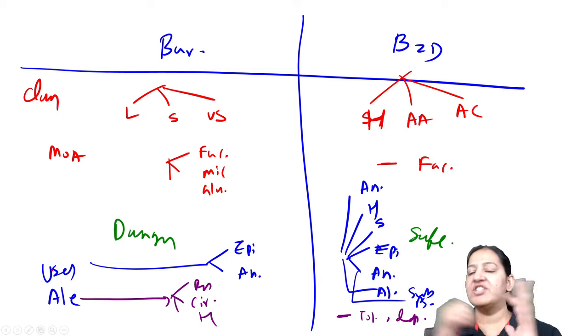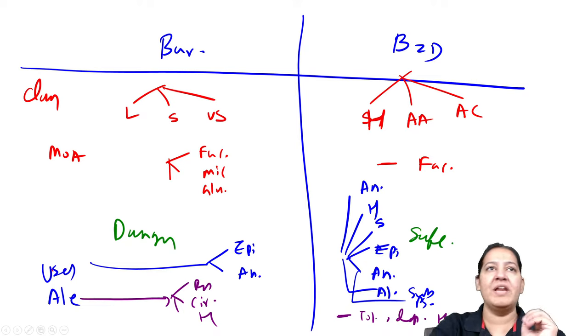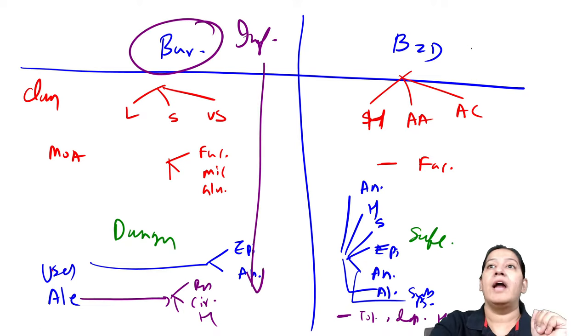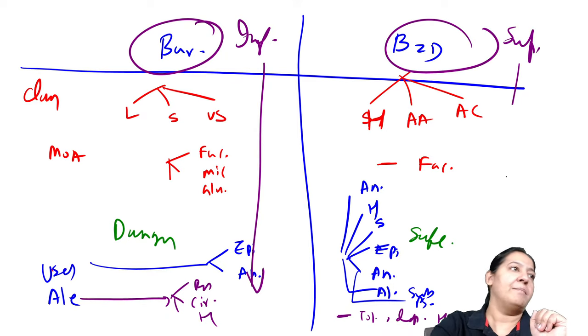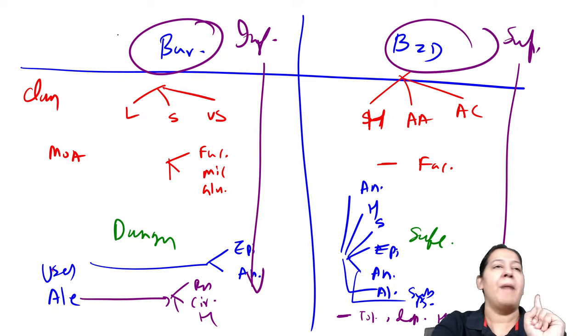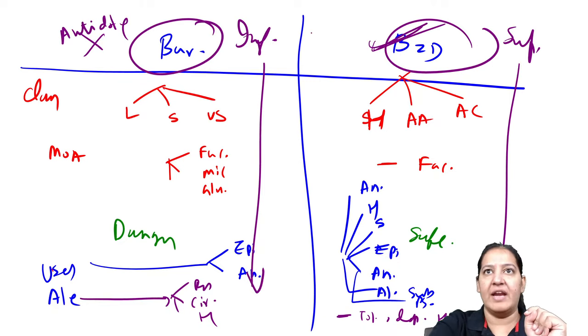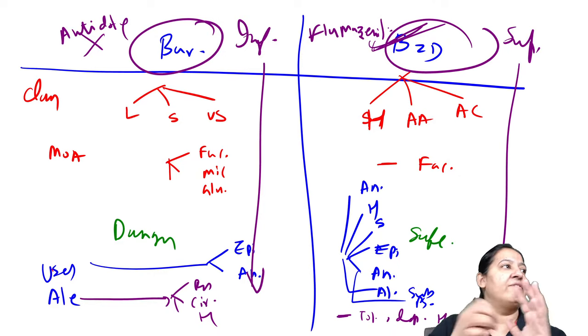Now, which are superior, which are inferior? Who will tell me? These ones are inferior, and there are many reasons to tell. And these ones are superior, and there are many reasons to tell. The barbiturates do not have a specific antidote, but benzodiazepines have a specific antidote. The name of the specific competitive antidote is flumazenil. Everyone give me a thumbs up.